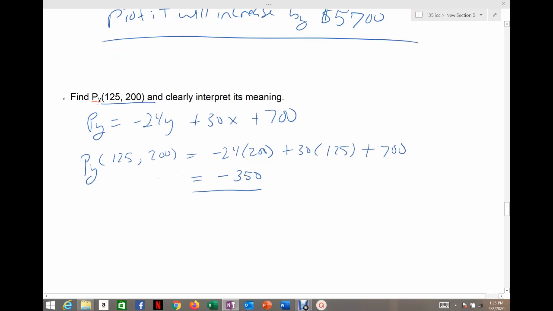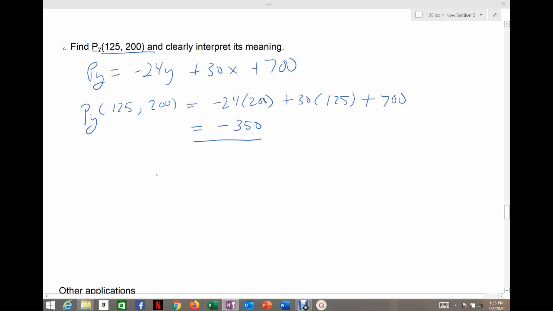Alright, and now the interpretation part. There's three parts to the interpretation: what's changing, what's being held constant at what level, and how is it affecting my overall function. So if they increase the sale of the y value, which is the throwback, from 200 to 201, not 2001, 201.